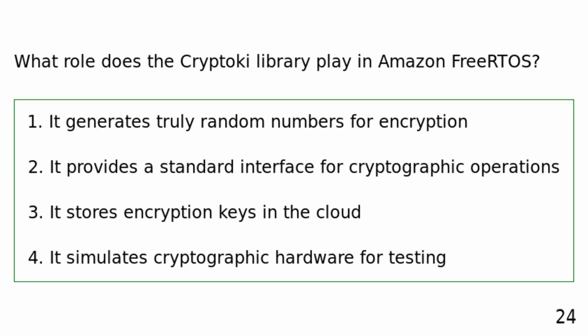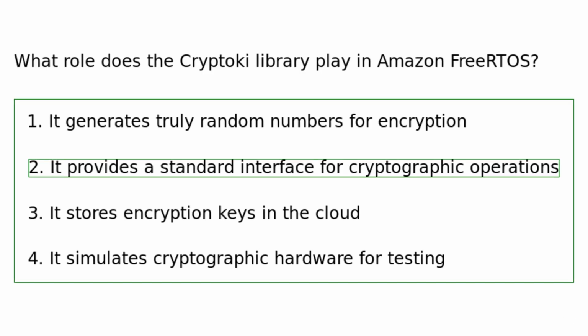What role does the cryptokey library play in Amazon FreeRTOS? It generates truly random numbers for encryption. It provides a standard interface for cryptographic operations. It stores encryption keys in the cloud. It simulates cryptographic hardware for testing. The cryptokey library in Amazon FreeRTOS implements the PKCS #11 standard, providing a consistent interface for cryptographic operations across different hardware, enhancing security and portability.